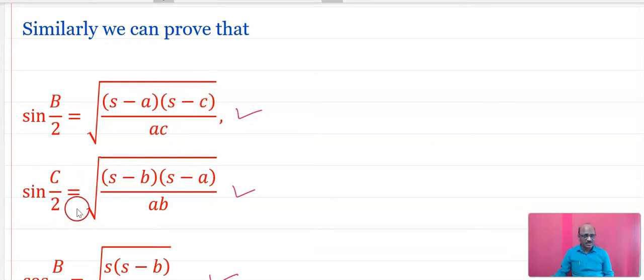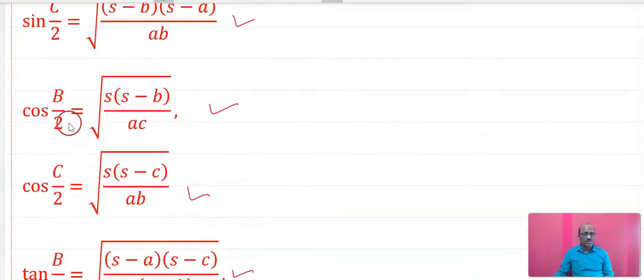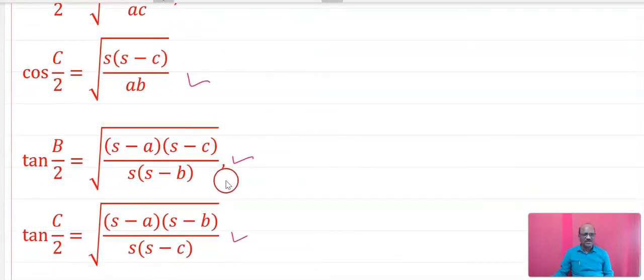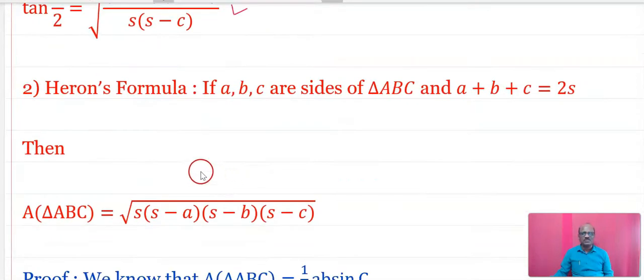Cos of C by 2 is root of s(s − c) upon ab. When there is C by 2, then sin is root of (s − b)(s − a) divided by ab. Cos of B by 2 is root of s(s − b) upon ac. Cos of C by 2 is root of s(s − c) upon ab, and in this way you can remember all these formulas.